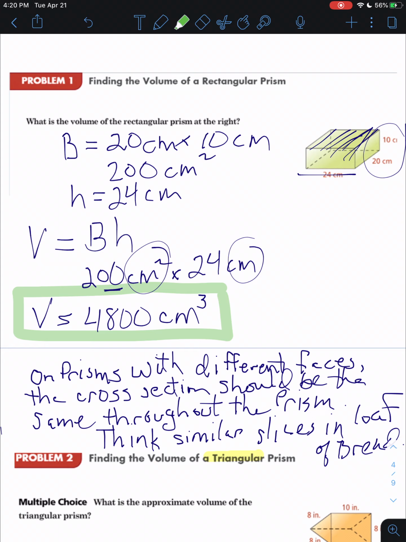Now, if you'd have done the 20 times the 24, again, you'd have 480. And if you multiplied it by 10, the height, using the first illustration I had, you'd still arrive at that 4,800 centimeters cubed.